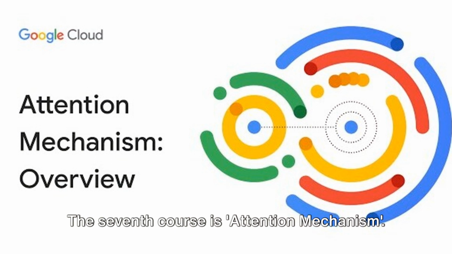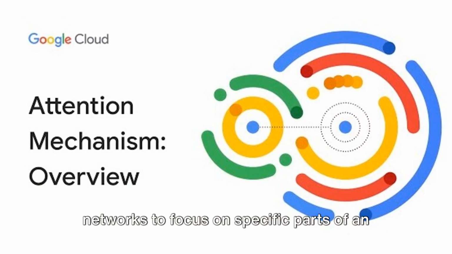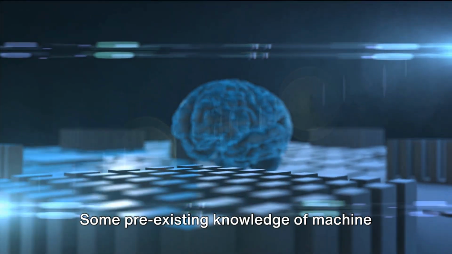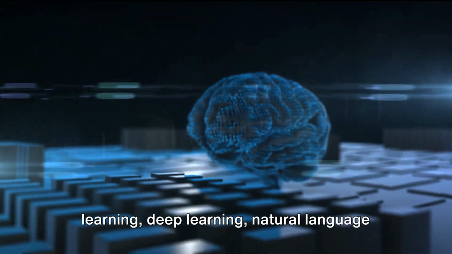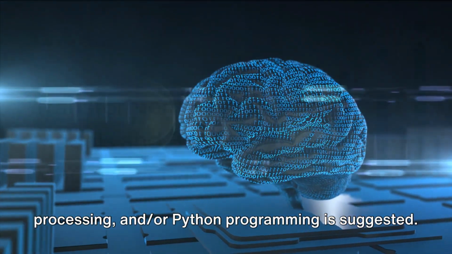The 7th course is Attention Mechanism. This is a technique that allows neural networks to focus on specific parts of an input sequence. Some pre-existing knowledge of machine learning, deep learning, natural language processing, and/or Python programming is suggested.